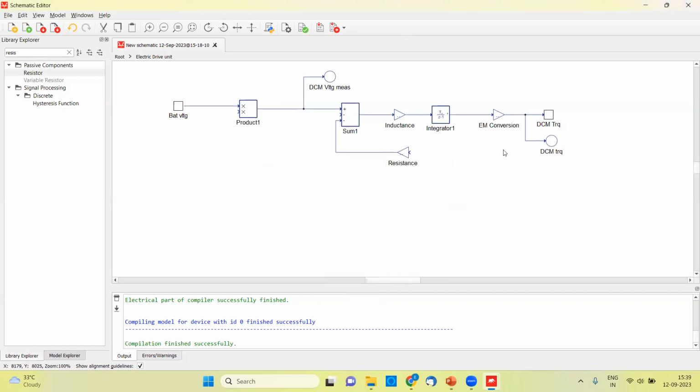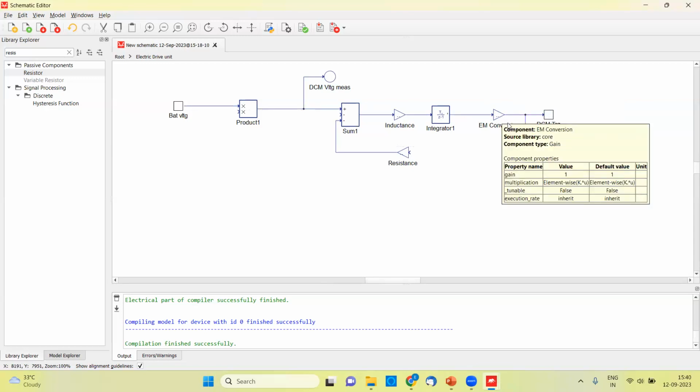So this is electromagnetic conversion block. I'm going to provide a fixed ratio value over here, which is going to convert this electrical signal into a mechanical signal. So torque is mechanical. And what is the purpose of our motor? To convert the electrical energy into mechanical movement. So basically this EM conversion ratio is helping us to provide the exact calculated output which is getting generated in the form of mechanical torque. That is why we are using this EM conversion over here.